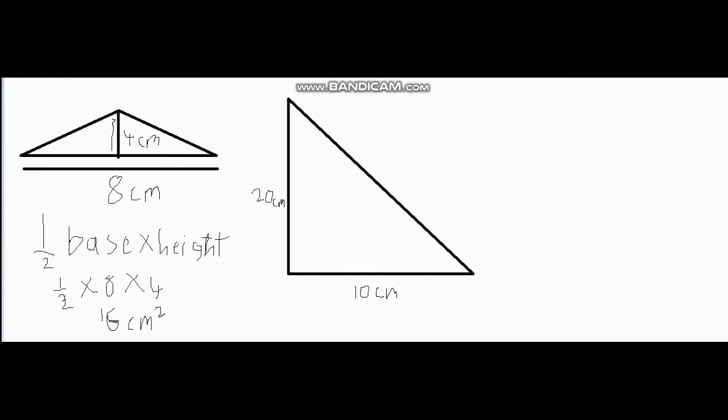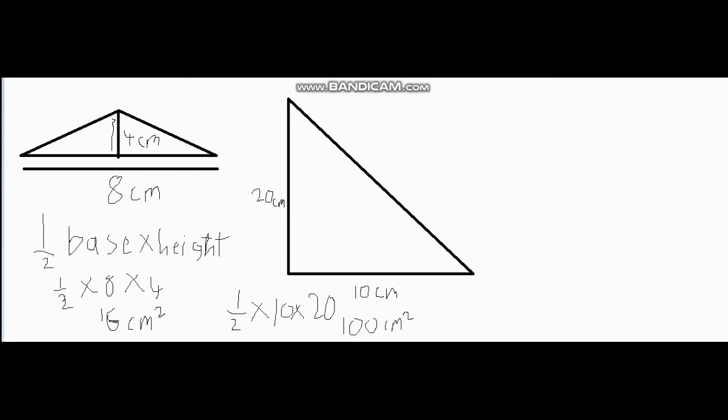Now let's look at this triangle. This right angle triangle here has a vertical height of 20 centimeters and a base of 10 centimeters. So we'd go ahead and say half times 10 times 20. And half of 10 is 5, so we end up with 5 times 20, which is 100. And it is again squared centimeters.